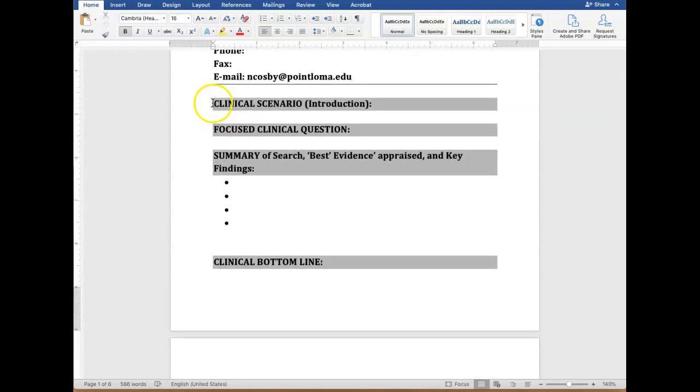Now you'll see these gray subheadings as you go. Please do not type in the actual gray subheading. You're going to type underneath the gray subheading.